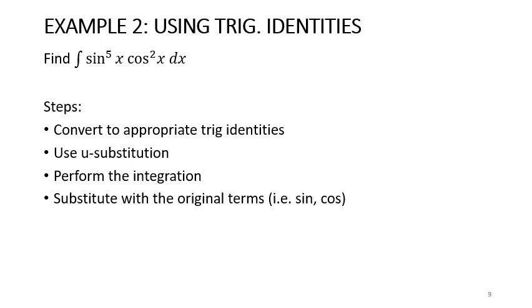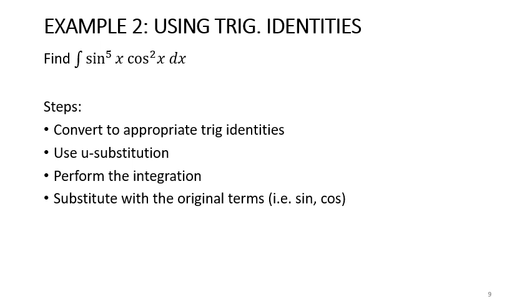Right, so let's move on to the second example, example 2, where we're going to use trig identities to solve this integration problem. So you want to find the integral of sine to the power of 5x and cos squared x dx. So these are the steps given here. I mean, I have laid out the steps. So actually this example is available in your lecture notes. Let me know if you don't have your lecture notes and I will share it in Spectrum.